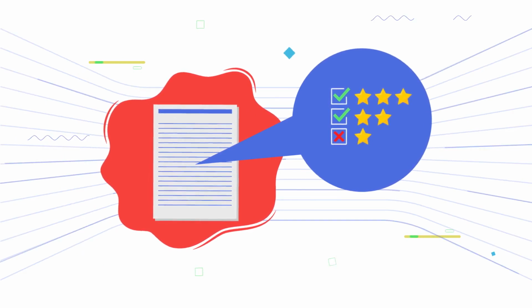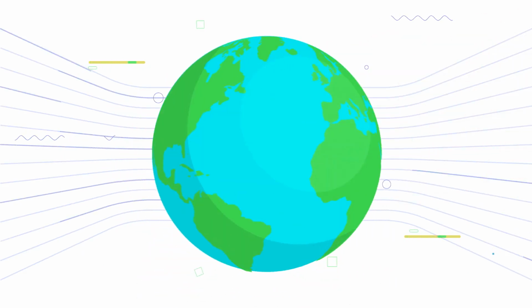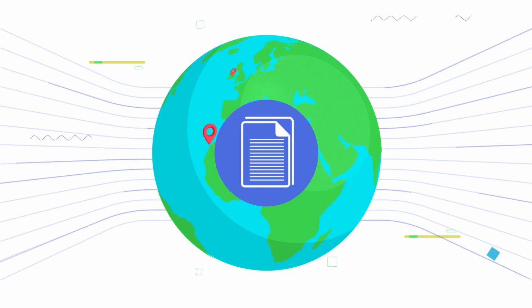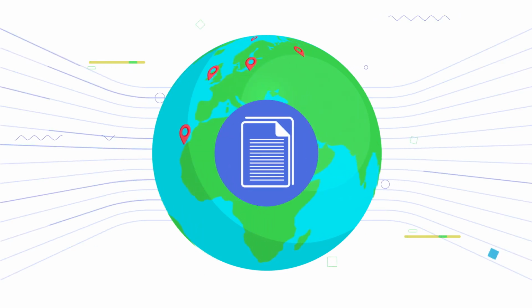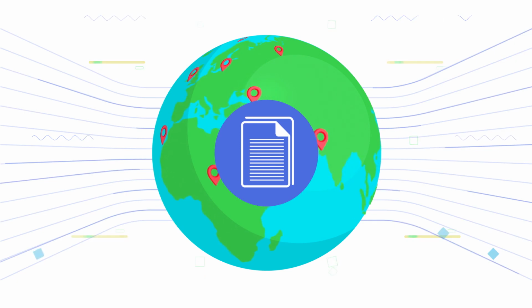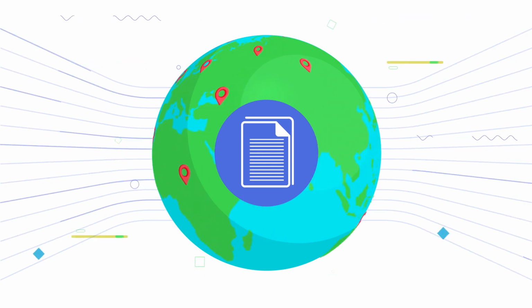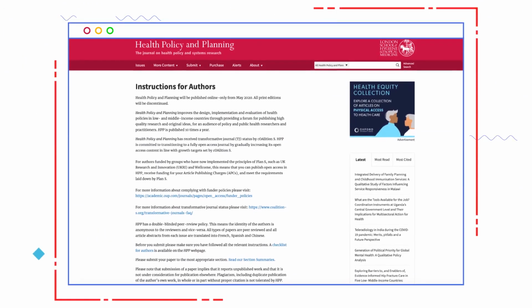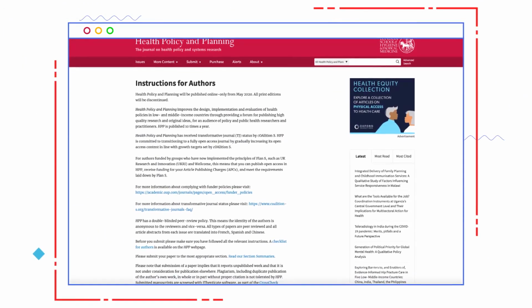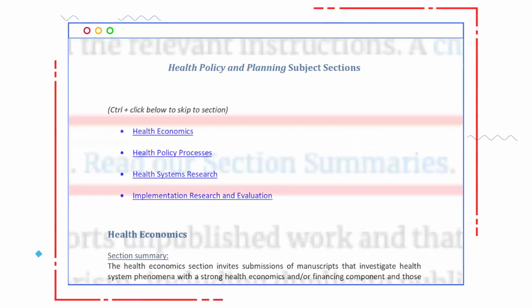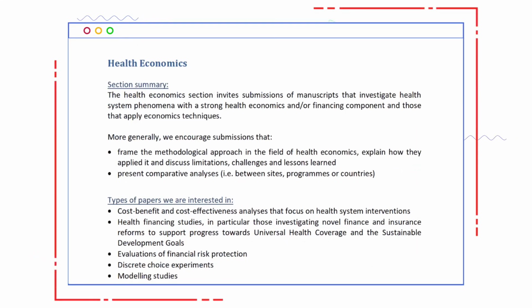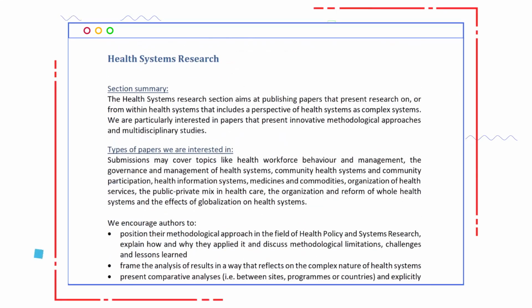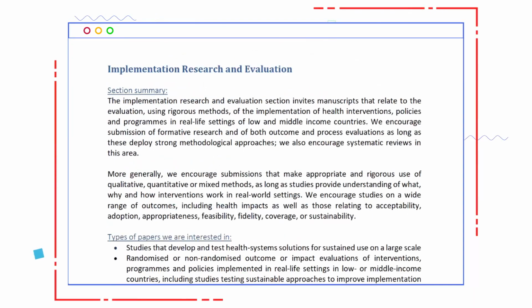They will be looking out for the following: whether the paper is of sufficient interest to our readers. Peer reviewers will be comparing your paper with the audience of Health Policy and Planning and our scope, so making sure it's a good fit is key. Health Policy and Planning has 4 sections, and you can read our section summaries on our Instructions for Authors page: Health Economics, Health Policy Processes, Health Systems Research, and Implementation Research and Evaluation.